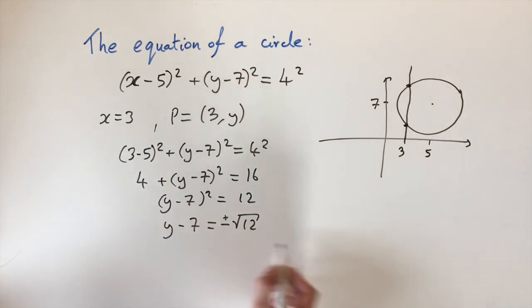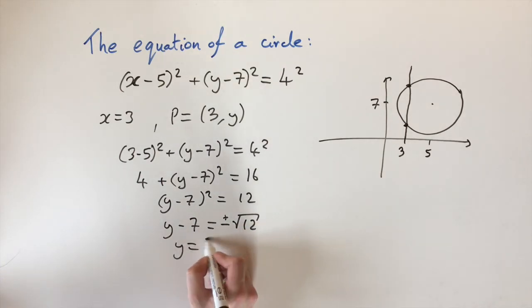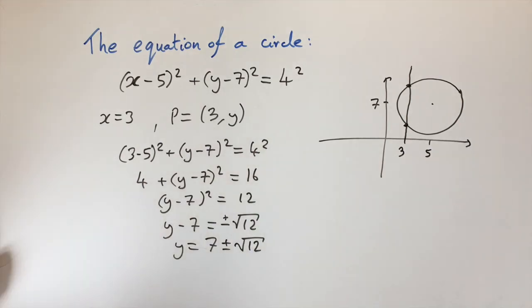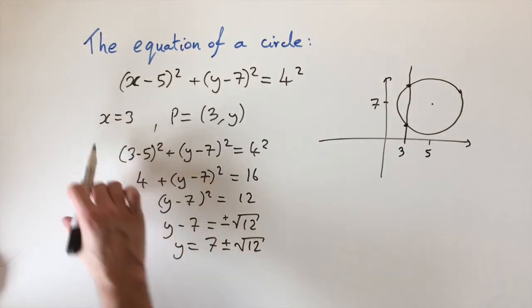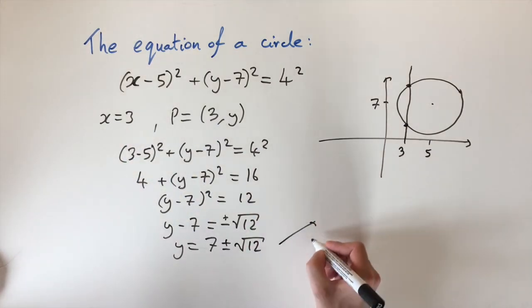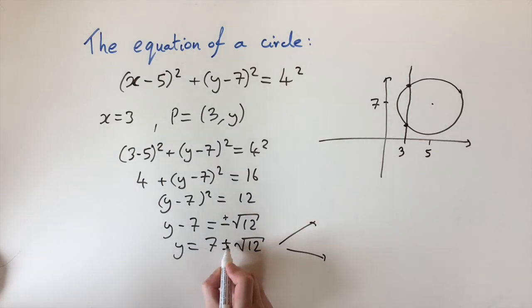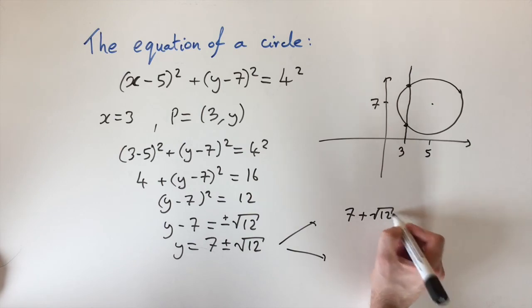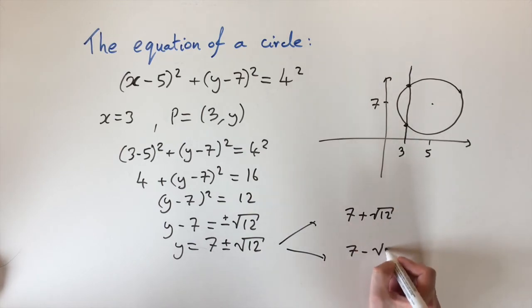And then I can just bring the 7 onto this side, and we get y equals 7 plus or minus the square root of 12. And this is what we wanted to find. So these are the y coordinates that correspond to this x value. So we actually see we have two solutions. One where we take the plus and one we take the minus. So we have 7 plus the square root of 12 and 7 minus the square root of 12.